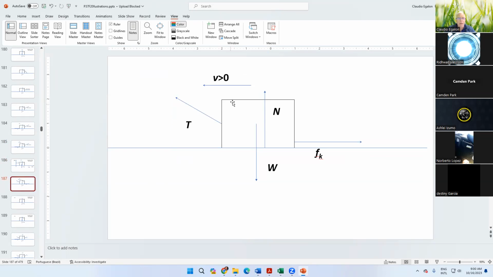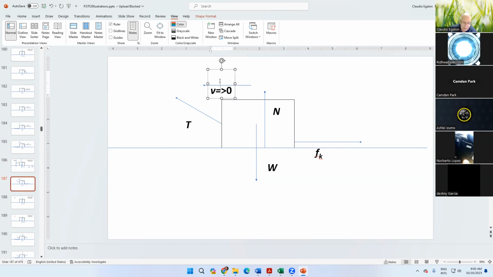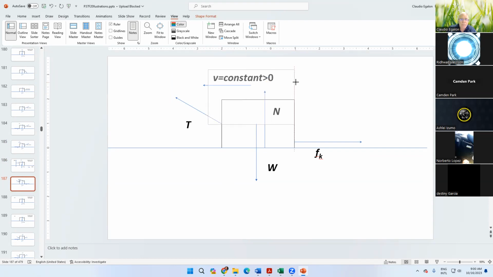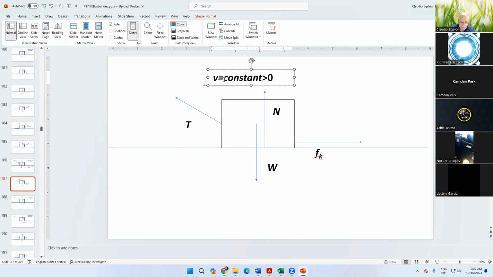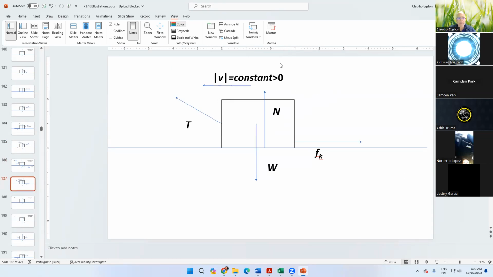If the object is moving, if the tension is to the left, it means that the object is moving at constant velocity, v equal to constant. I'm going to put the magnitude of v, even better, the speed here. It's better this way: constant greater than zero. Net force is going to be zero. Examples of Newton's first law.